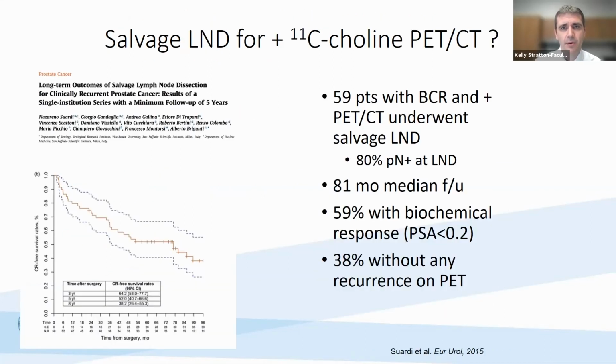And then there have been studies where patients have undergone choline PET imaging and then salvage surgery. So this reports on 59 patients who had biochemical recurrence. They had a positive choline PET and then underwent a salvage lymph node dissection. 80% of patients had positive lymph nodes at the time of lymph node dissection. Median follow-up was 81 months. 38% were able to go without recurrence on PET scan. 59% had a biochemical response. So this is a way that PET imaging has been incorporated potentially into salvage treatments.